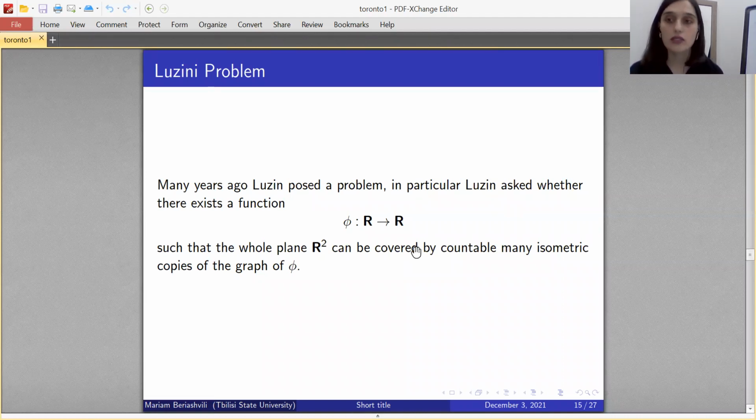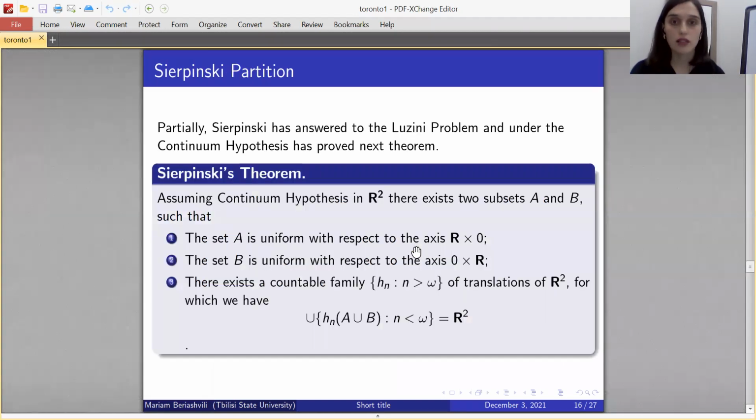He has many works about this problem, and assuming the continuum hypothesis, he proved partially that we can find such a uniform set. In general, Sierpinski proved that assuming the continuum hypothesis, in the plane there exist two subsets, A and B, such that A is uniform with respect to the y-axis and x-axis, and B is uniform with respect to the y-axis.